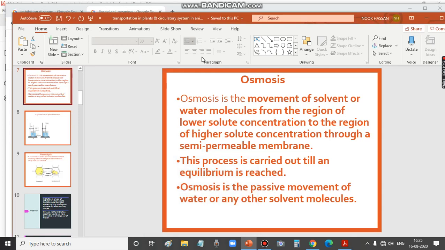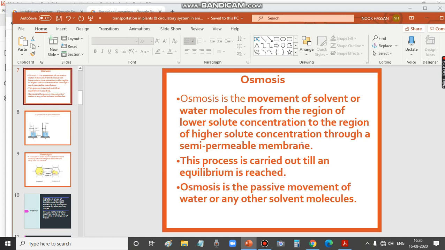We are discussing transport in plants, and this is the other method by which materials are transported: osmosis. It is the movement of solvent or water molecules from the region of lower solute concentration to the region of higher solute concentration, and it occurs through a semi permeable membrane.